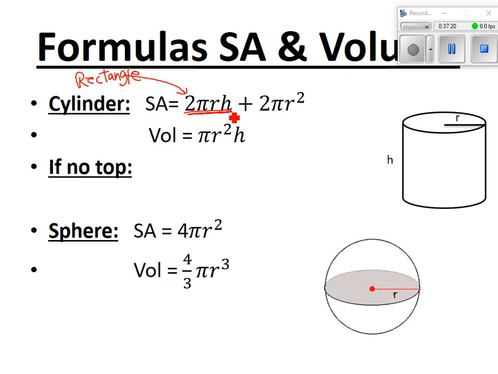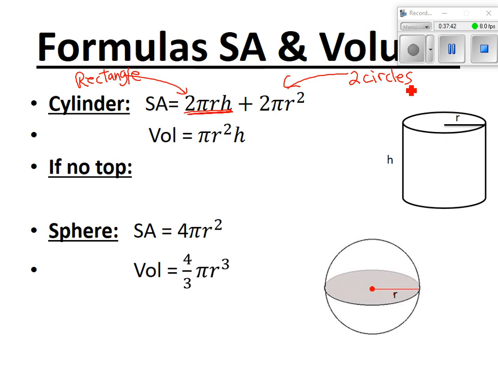This part, if that's the rectangle part, then this part is the what? Circle. The 2 circles. So write that in your notes. That part, the 2 times pi times radius squared, is just the 2 circles.